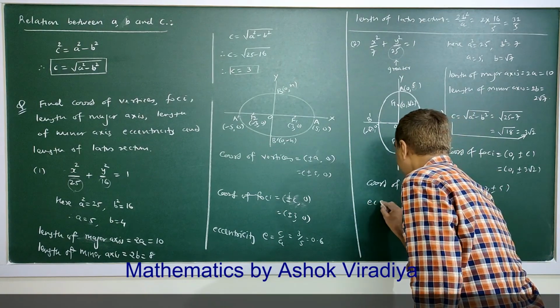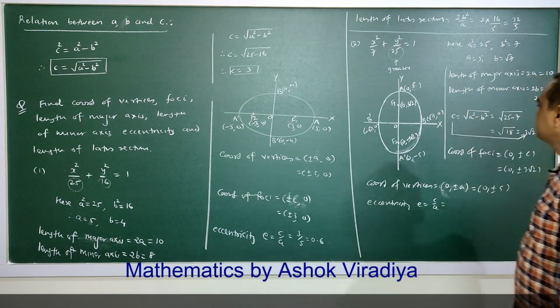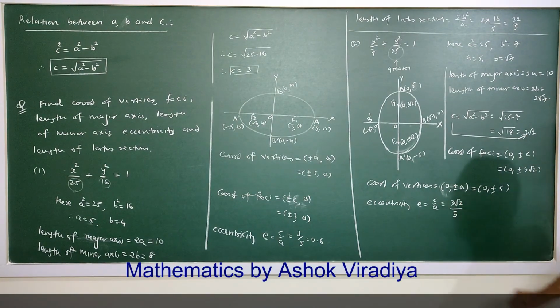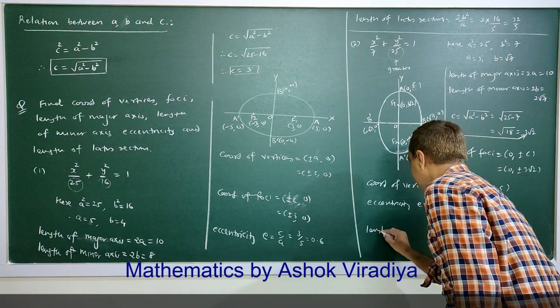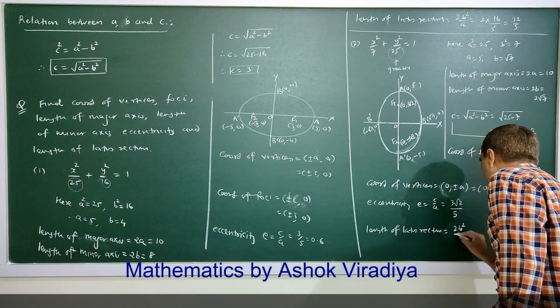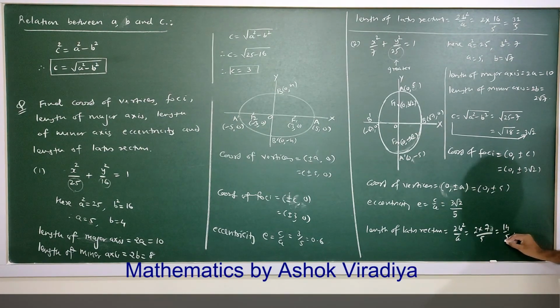Eccentricity. e is c by a. c is 3 root 2 and a is 5. So this is the eccentricity, c upon a. Length of latus rectum: the formula is 2b square by a. That is 2 into b square, which is 7, and a is 5. So 14 by 5. That is the length of the latus rectum.